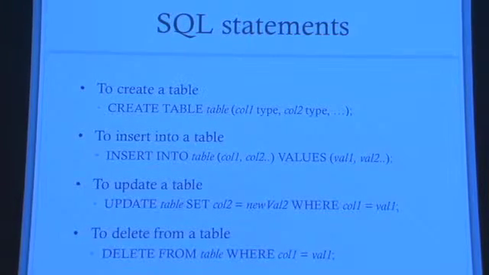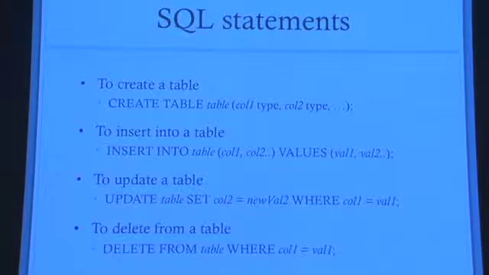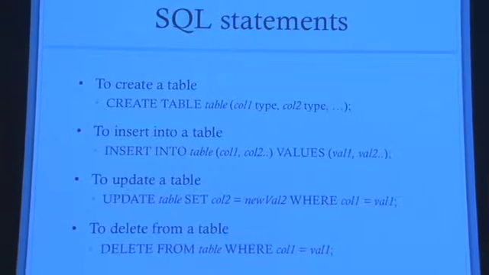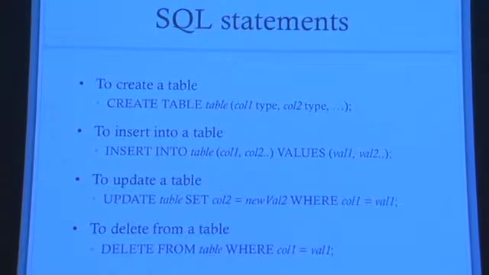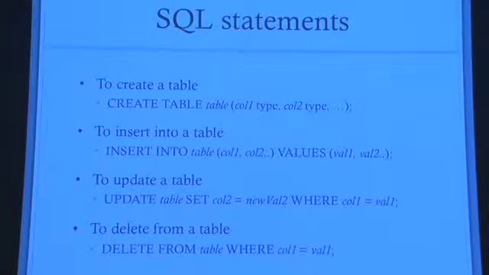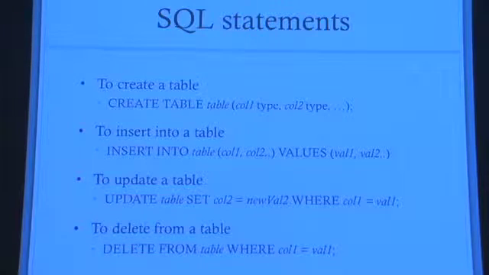So to create a table, you do create table, and then everything in italics here is whatever you're going to name these things. So your table name, and then in parentheses, what your column names are going to be, followed by the type that you're going to be inserting into that column. And then to insert into a table, you do insert into, and then your table name, and then a comma-separated list of columns that you want to be inserting into, values, and then the values that you want to be inserting into those columns.